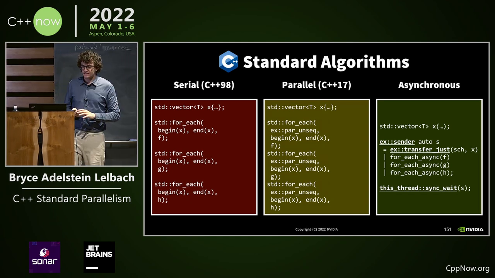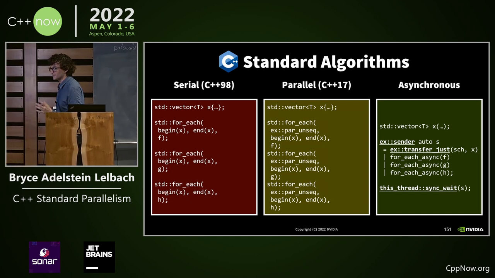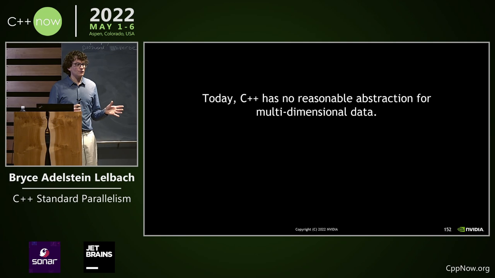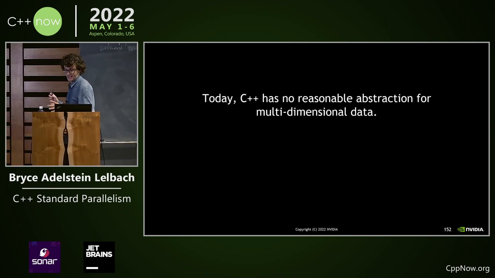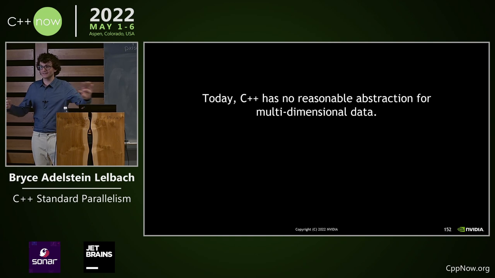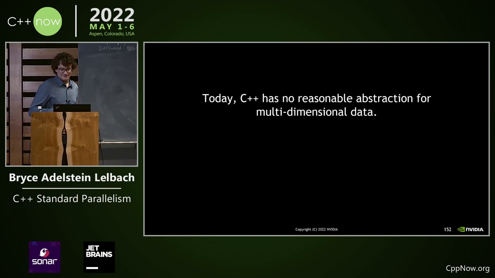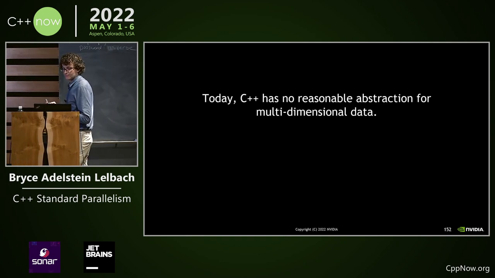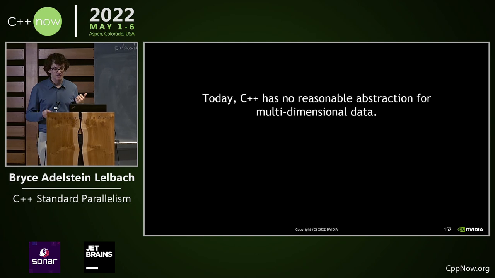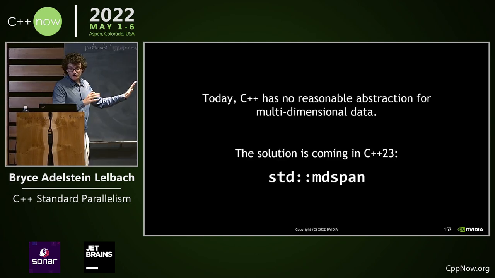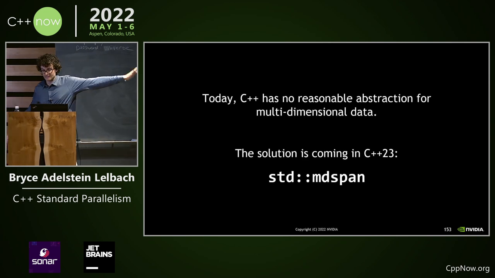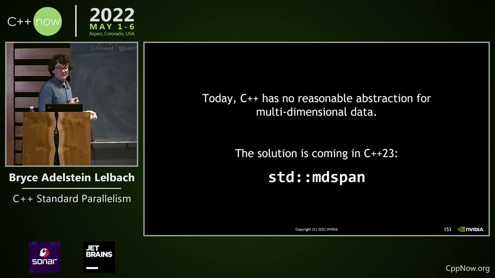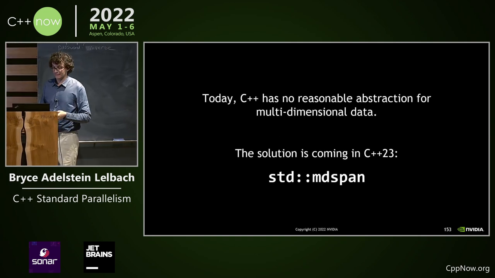Next, I want to switch focus a little bit and talk about multidimensional data structures and linear algebra. Today, C++ has no reasonable abstraction for multidimensional data. There's one, but we're not going to talk about valarray today. This is unfortunate because many of the interesting compute-heavy problems that benefit from parallelism have a multidimensional shape. But the solution should be coming in C++23, and that's std::mdspan, which is a multidimensional span type. It's very similar to the one-dimensional span introduced in C++20.